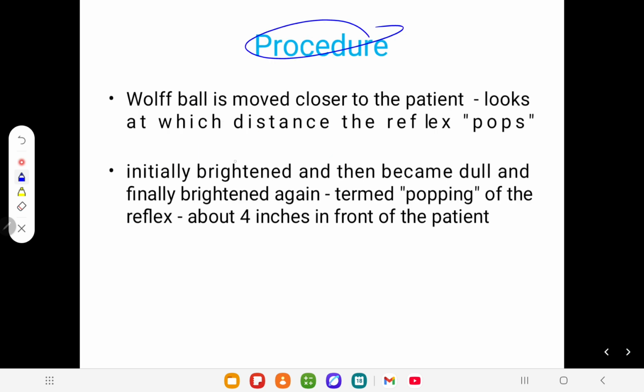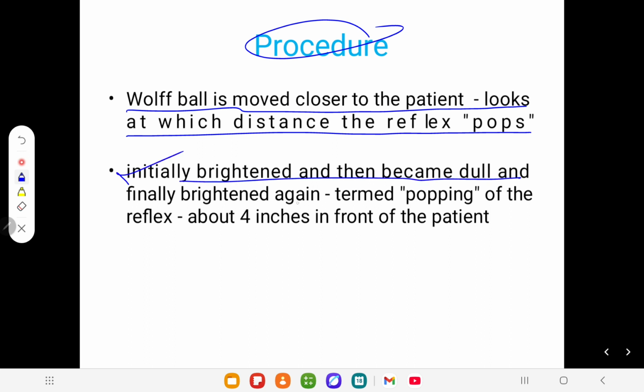The procedure is that the Wolf ball is moved closer to the patient, and at a certain distance the reflexes pop, the reflex of the eye initially brightens and then becomes dull. The final reflex means the pop in the reflex is about 4 inches in front of the patient.